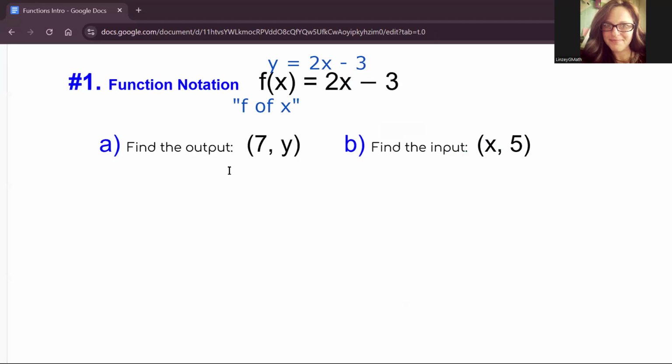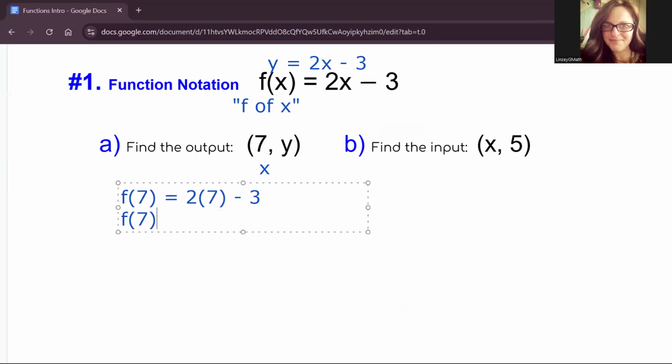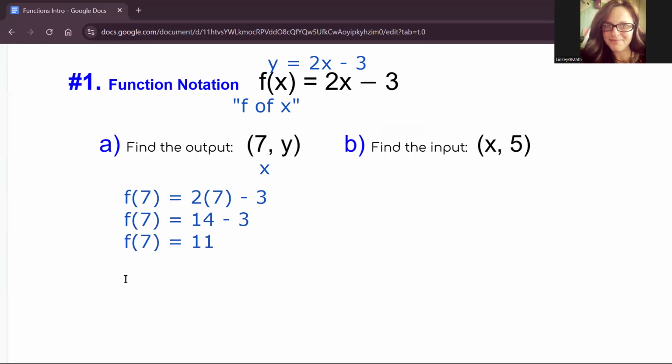A, find the output when x is 7. And we'll find the y value. So f of 7, we'll substitute 7 in for x. And we'll find f of 7. F of 7, when we put 7 into the function, we get 11 out. So you could write this as x comma y.